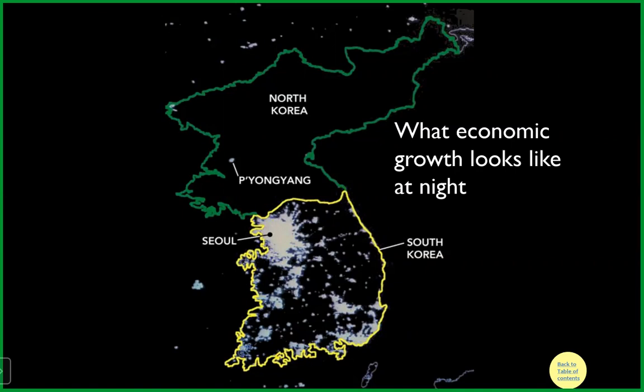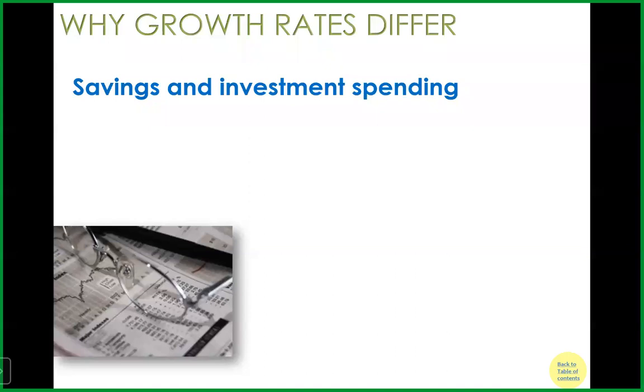Now let's look at the factors that can explain growth differences across countries. From where we started so far, we can identify a few sources of growth. One is saving. Why does this matter? What do you think? Why can saving and investment spending boost economic growth?